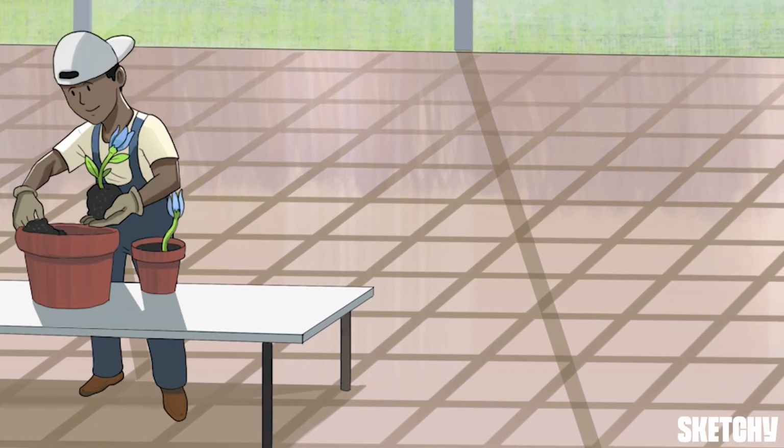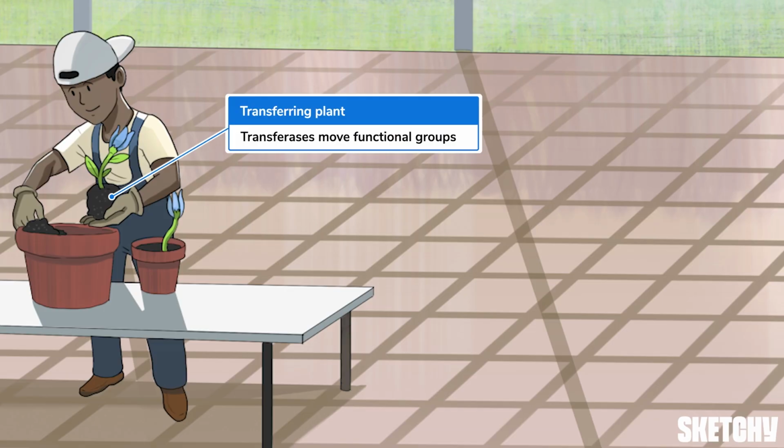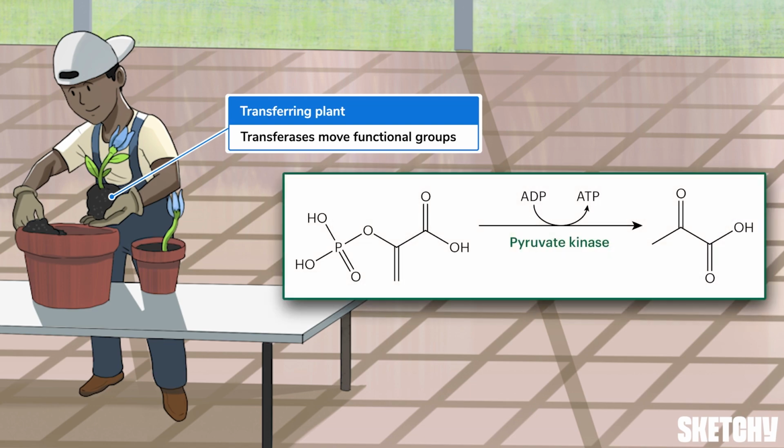And speaking of moving, transferases are enzymes that transfer functional groups from one molecule to another, just like this gardener transferring a plant from one pot to another. For example, kinases are transferases that move phosphate functional groups. Pyruvate kinase is a super important one that transfers phosphate groups to ADP to produce ATP.